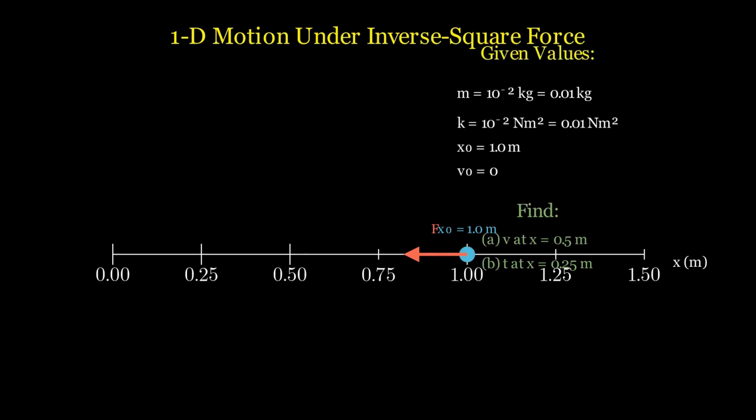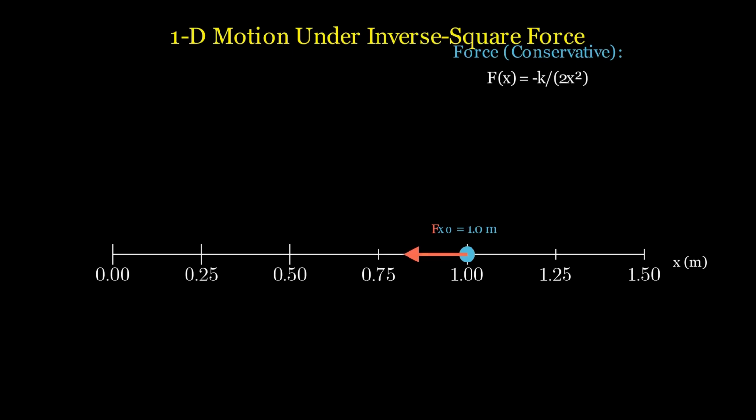The mass is 10 to the negative 2 kilograms. That's just 10 grams. The force constant k equals 10 to the negative 2 newton meters squared. At time t equals 0, the particle sits at x equals 1 meter with 0 initial velocity. We need to find the velocity when it reaches x equals 0.5 meters, and the time when it reaches x equals 0.25 meters. Because this force depends only on position, it's conservative.